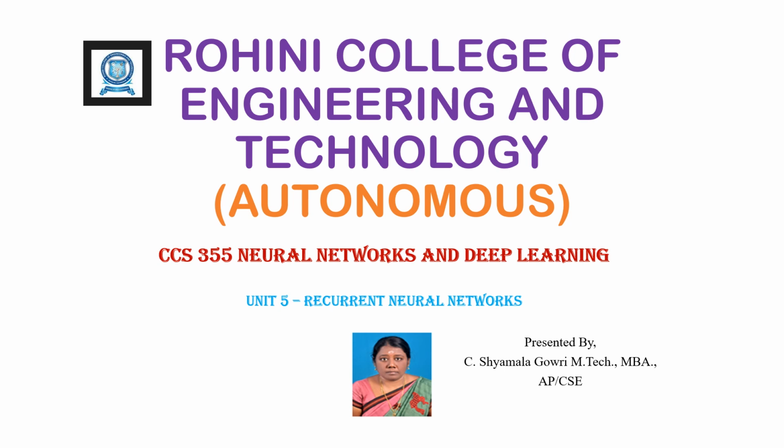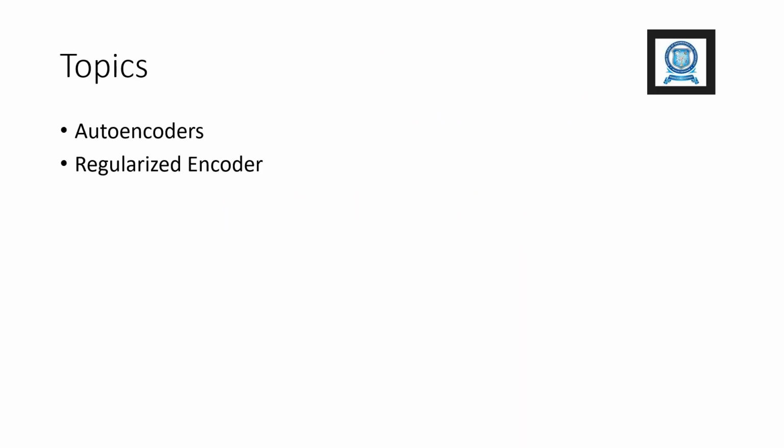Subject code CGS 355 Neural Networks and Deep Learning. Unit 5 Recurrent Neural Networks. The topics covered in this presentation are autoencoders, regularized encoder.